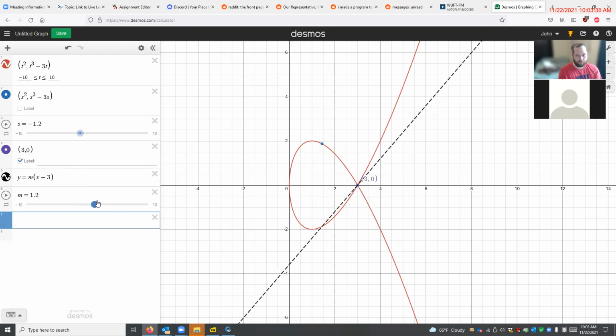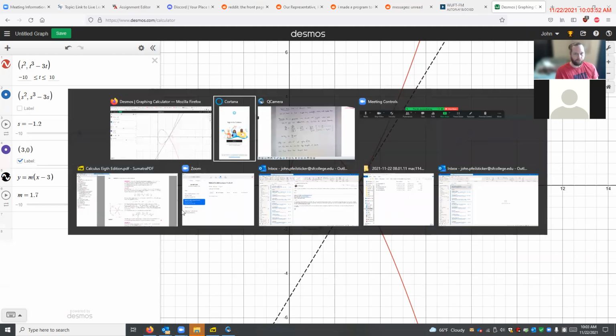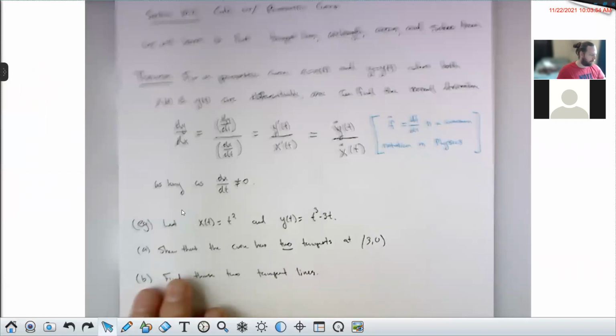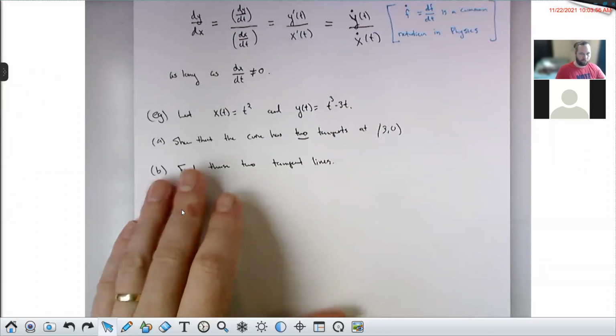And something like this looks like one of my tangent lines. Thereabouts, right? But I want to find the equation of those two tangent lines. That's my goal. So how would we verify that there are two tangents without Desmos?